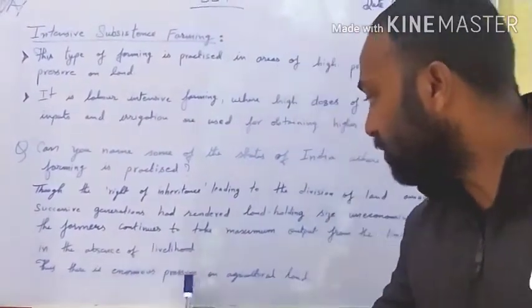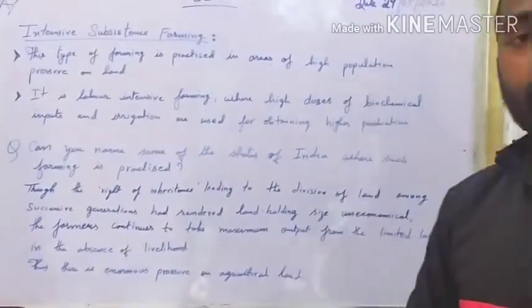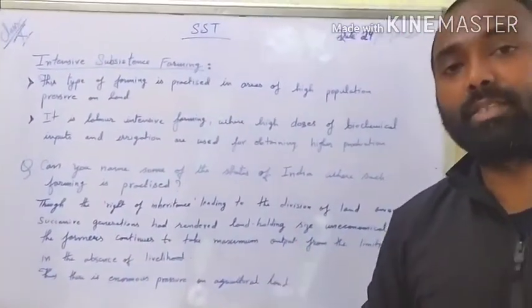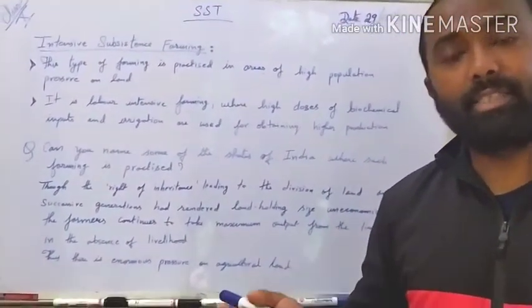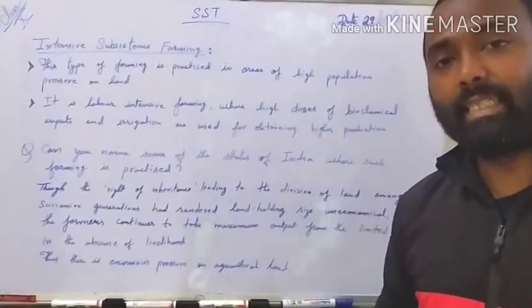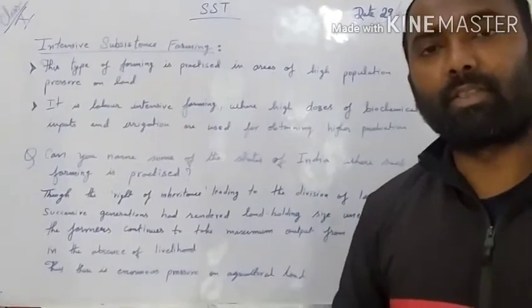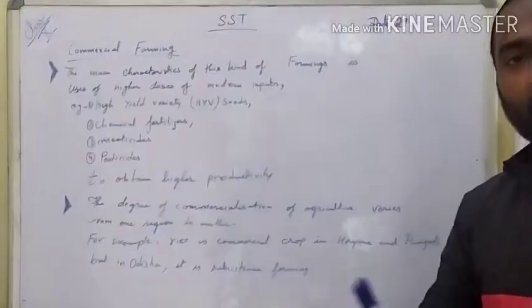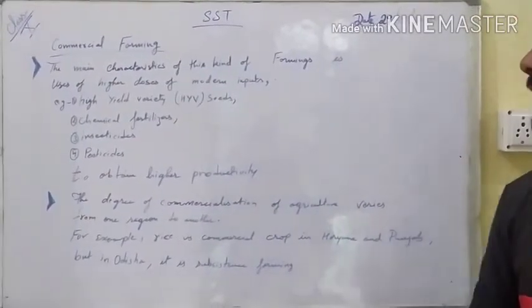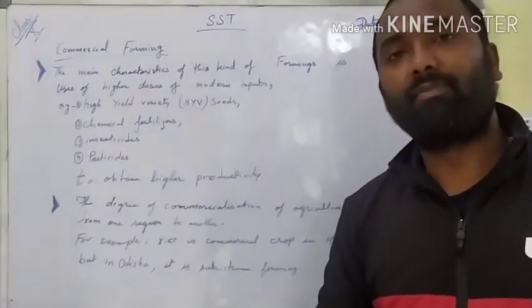Thus there is an intense pressure on agricultural land, as I said. As we have understood with this example, an increase in population causes intense pressure on the land. Now let us understand another type of farming, that is commercial farming.